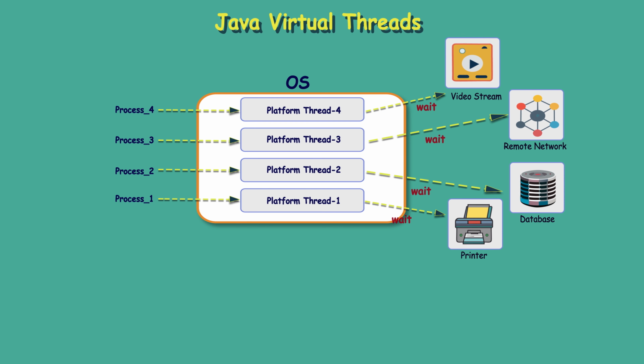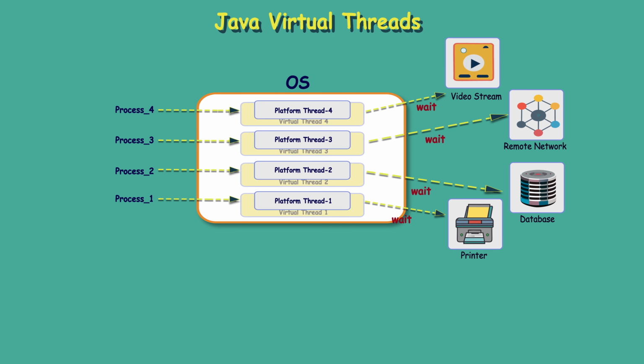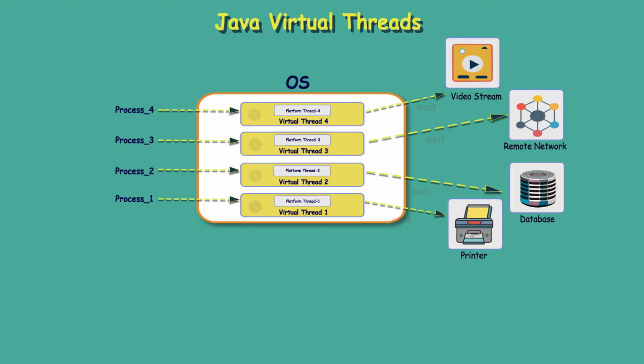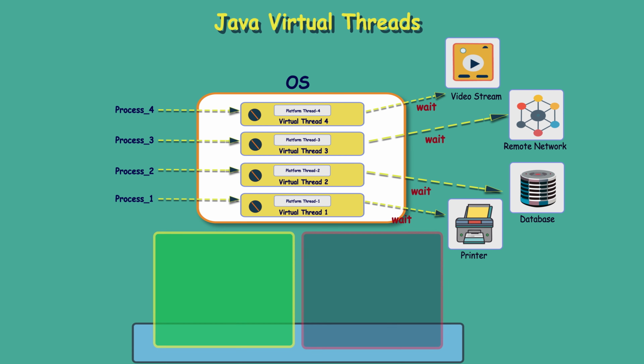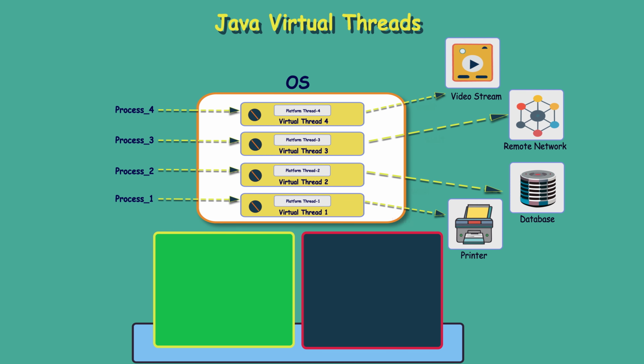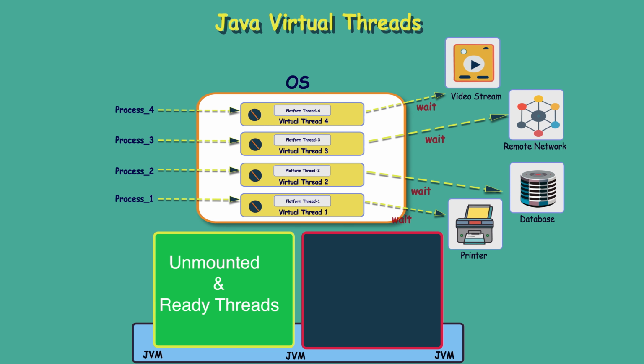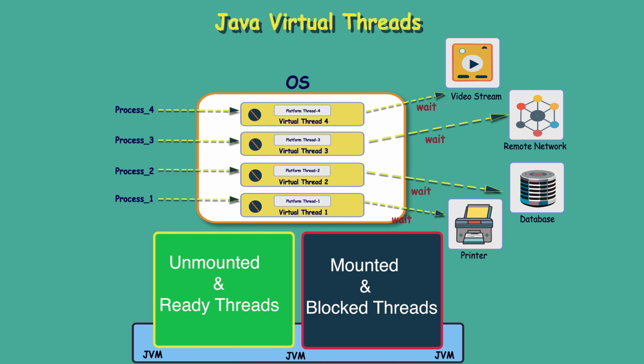Now let's understand how Java virtual threads solve this problem. These virtual threads are created and maintained by the Java Virtual Machine, and as you can see in the diagram, they are mounted onto the platform threads. In the underlying JVM, there are 2 areas. One area is a set of unmounted ready threads and another area is mounted and blocked threads. Free and unmounted ready threads keep stacking up in this area when more and more process requests are coming.